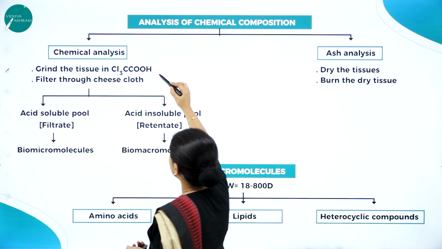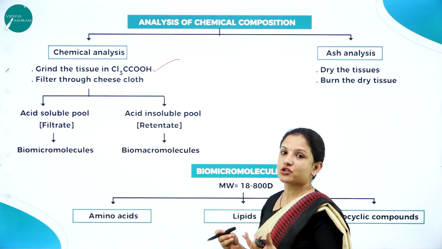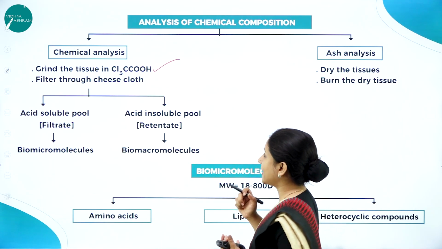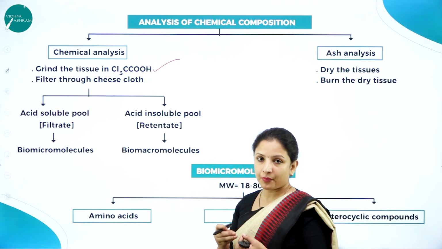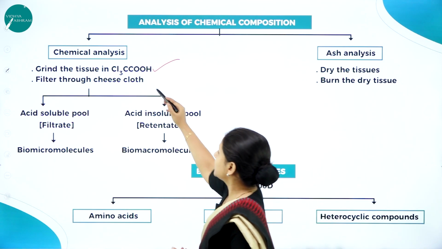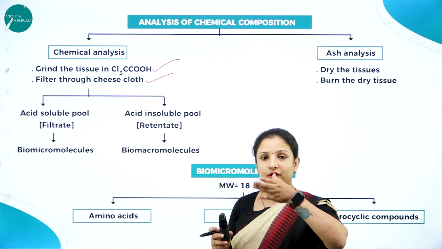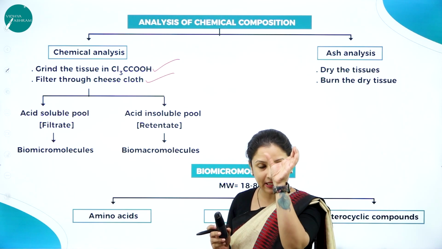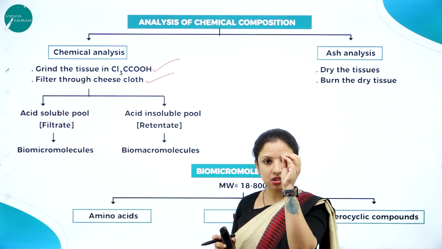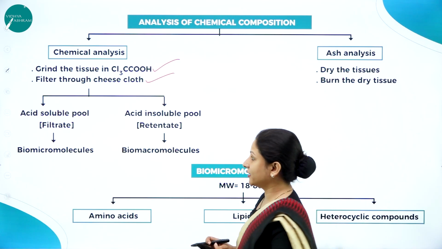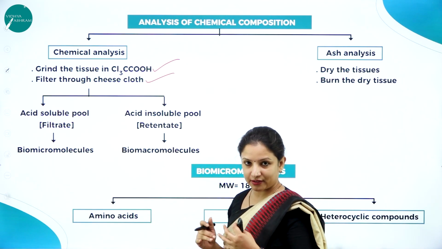So what is done here? The tissue is ground using a mortar and pestle with addition of trichloroacetic acid. Then that fine paste is taken and filtered through a cheesecloth. Once you filter it through a cheesecloth, you have a liquid collected in a container or beaker, and you have the retentate, the solid matter. Therefore, we call them the acid soluble pool and the acid insoluble pool.